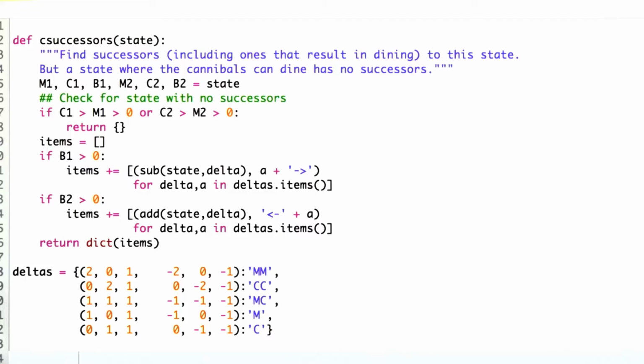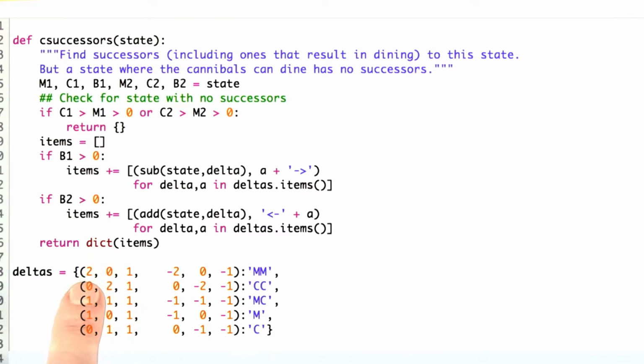So here's my solution. And the key to my solution is a list of deltas, of differences in the states that correspond to these moves. So what do I mean by that? One thing we can do is send 2 missionaries from a side with a boat to the other side. That would be a difference of 2 in the missionaries.